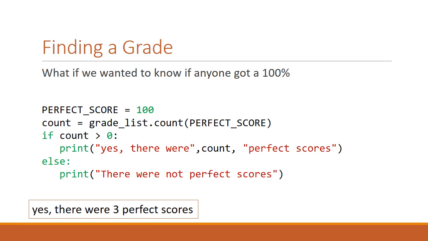So if count is greater than 0, we can print the message, yes, there were 3 perfect scores. If count is not equal to 0, that means that 100 did not appear in our list, and we can print out the message, there are no perfect scores.